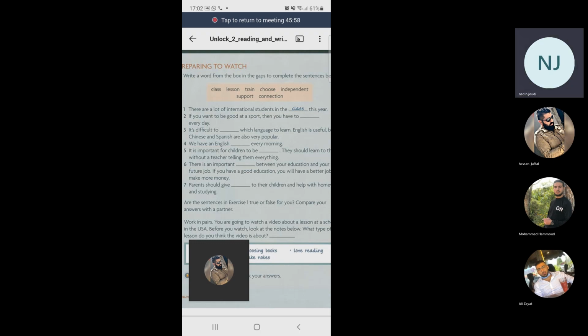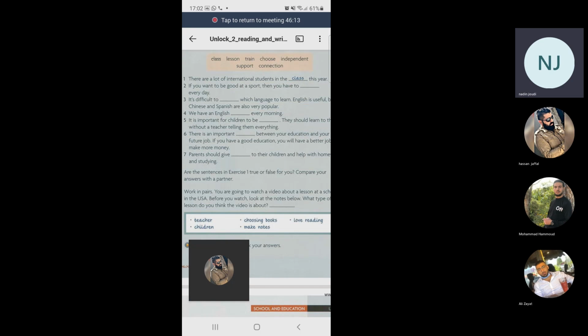So till now I'm checking the tenses in these sentences. Number one, there are a lot of international students. We said it's a fact. It's giving true information, so it's present tense. And number two, if you want to be, this is an if clause. This is rule number one in the if clause.